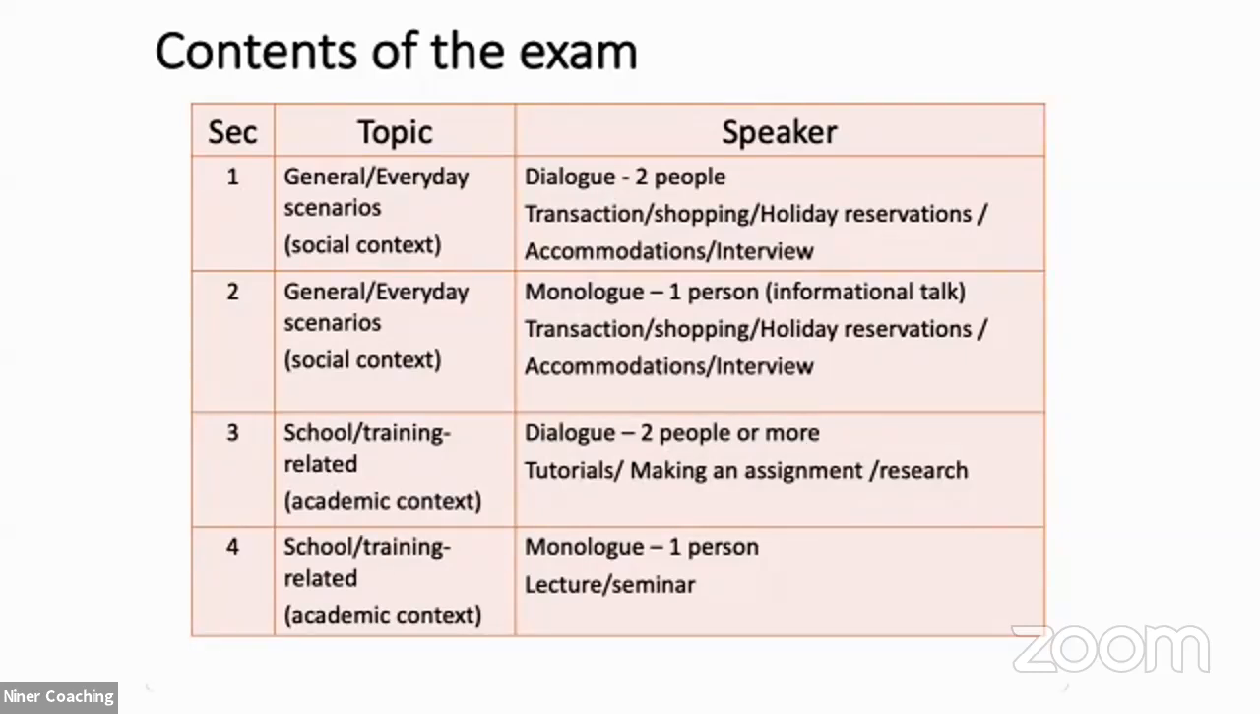When we say a monologue, there's only one person talking. It can be an informational talk, like only one person is giving information. It can probably be the case that there are two people, but one person is just going to give an open-ended question and the other person will be giving a very lengthy discussion. But still, everything is going to be in the general or everyday context or social context. So these are very relatable.